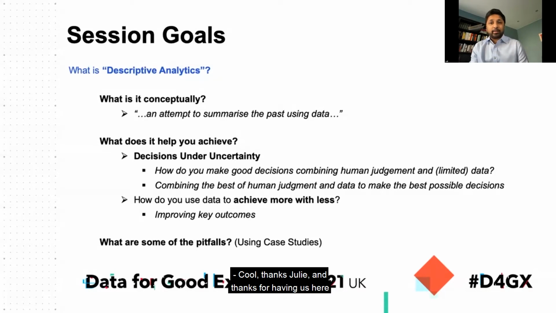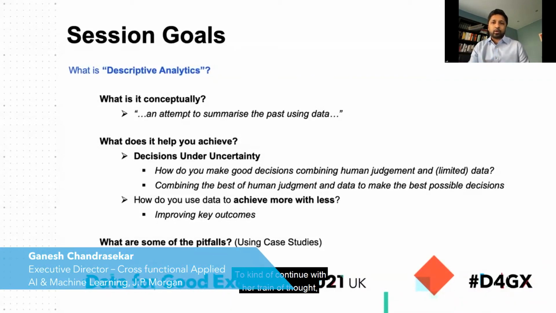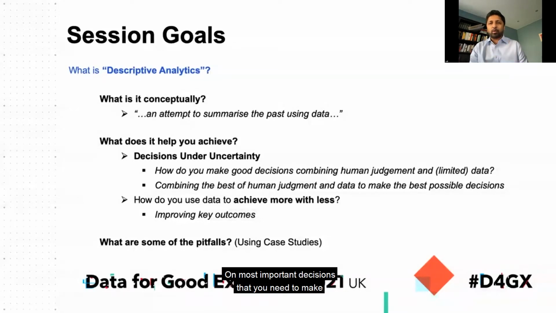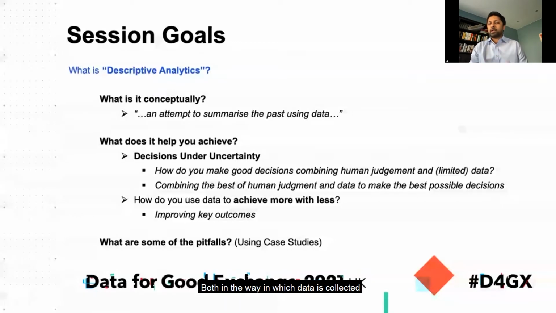Cool. Thanks, Julie, and thanks for having us here, and thanks for joining. To continue with her train of thought, what does it really help you achieve? I think there are two interlocking things when you think about descriptive analytics. One is, in the real world, you're making decisions under uncertainty. On most important decisions that you need to make, there's a lot of randomness involved, both in the way in which data is collected and in the way outcomes play out.